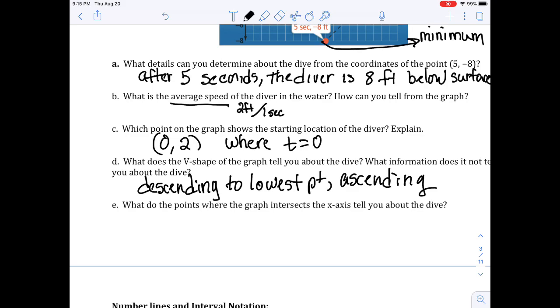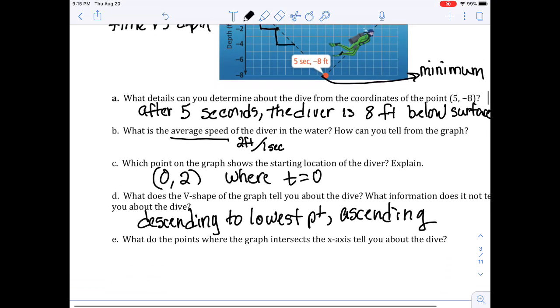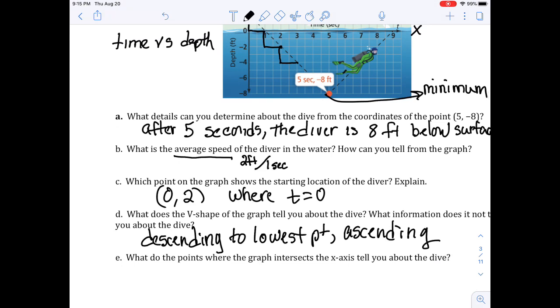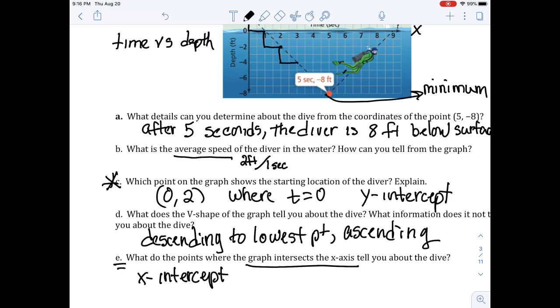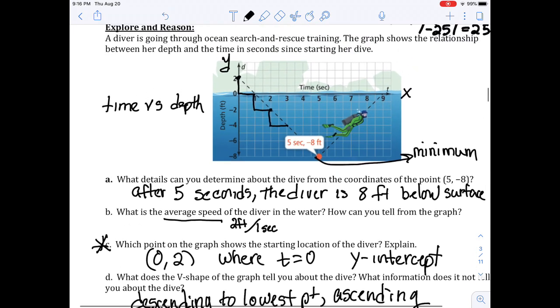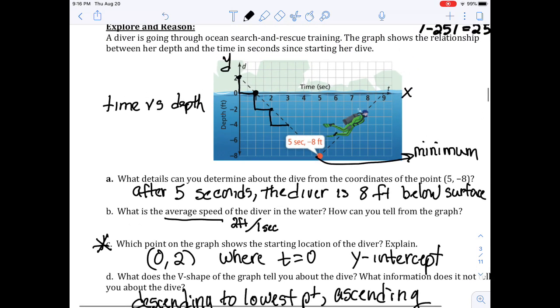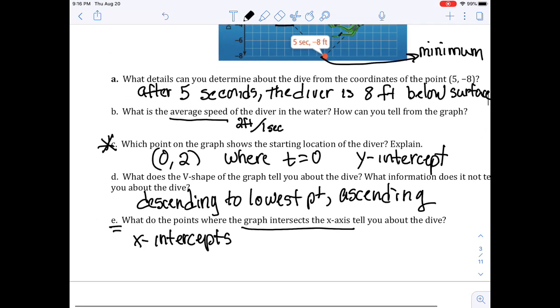Okay, E. What do the points where the graph intersects the x-axis tell you about the dive? So let's talk about that. First of all, let me go back up to C. Let me highlight something in C. We call that the y-intercept. And for E, the points where the graph intersects the x-axis are going to be the x-intercepts. And those x-intercepts are located at (1, 0) and (9, 0).